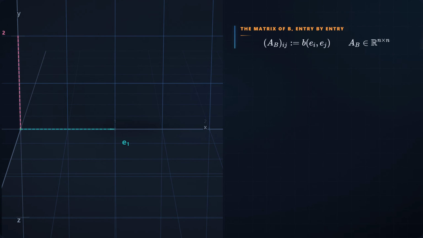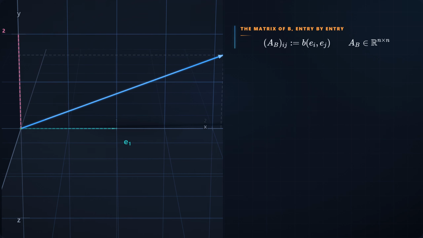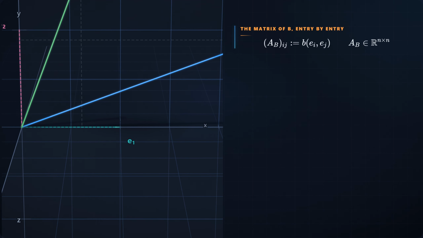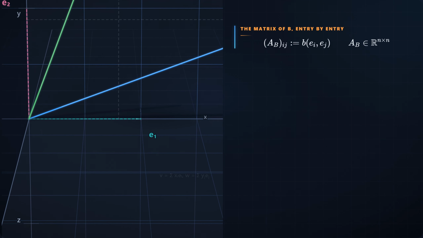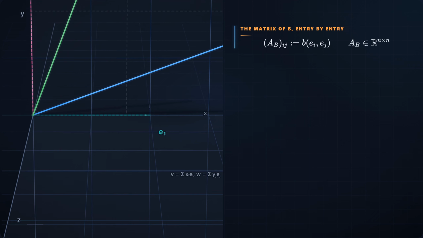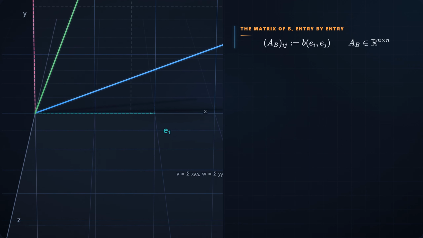A bilinear form takes two vectors and returns a number, and it's linear in each slot separately. That sounds like infinitely much information, a value for every possible pair. The surprise of today is that all of it is packed into a single square table of numbers. So on the board I've drawn the basis E1 and E2, and two general vectors V and W built out of them. Where does the table come from?